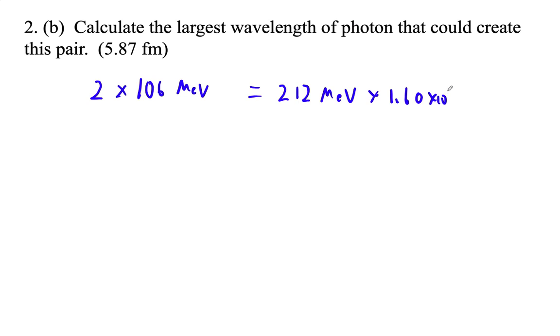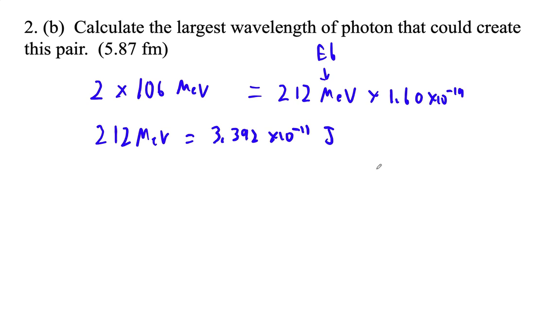1.60 times 10 to the minus 19th, right? And I'm just trying to get joules. So 212, remember, million is E6. So I'm going to go 212 E6 times 1.6 E minus 19. Don't forget the million, that's important. And I get that 212 MeV is equal to 3.392 times 10 to the minus 11th joules, which really doesn't sound like that much, not much for a baseball, but a lot for a photon, okay?